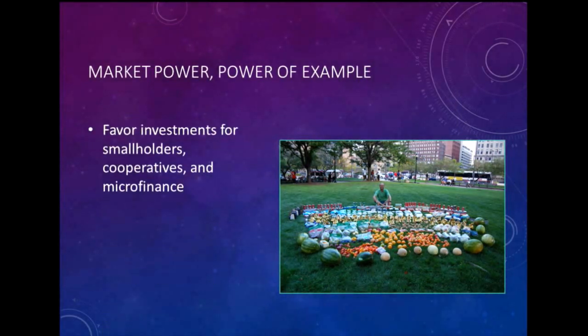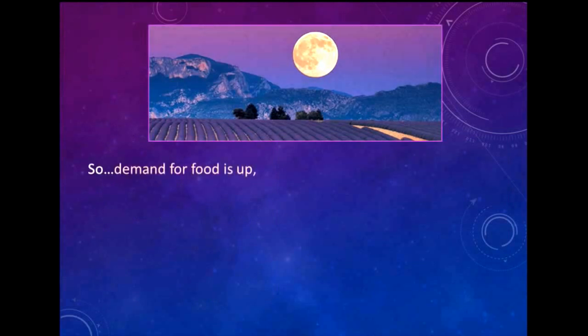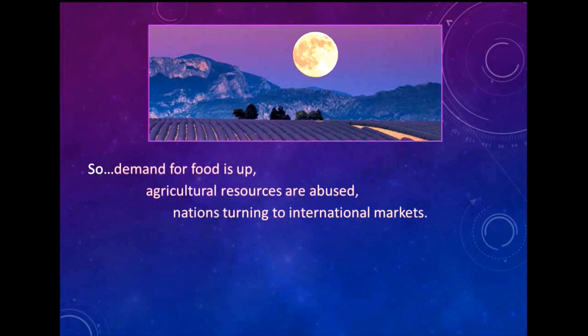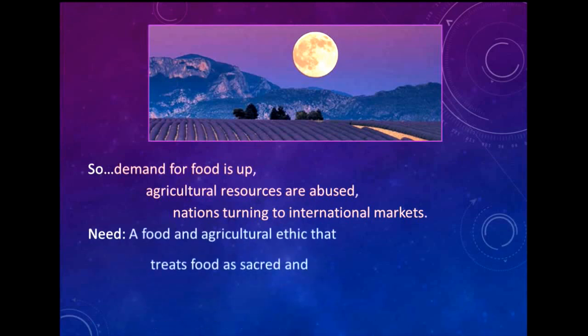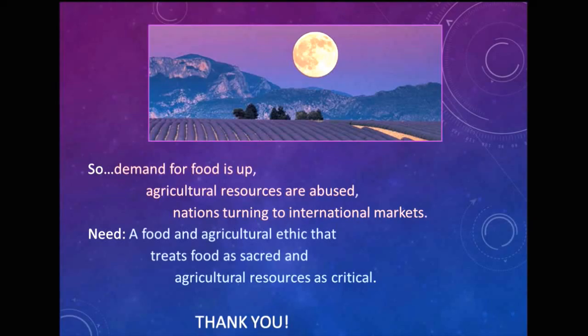So I think I will stop there because I think I'm over time, and I will just sum up by saying demand for food is up, agricultural resources are abused, and nations are turning to international markets, which may not be the best strategy for everybody to be going after. We need a food and agricultural ethic that treats food as sacred and agricultural resources as critical. Thank you very much.